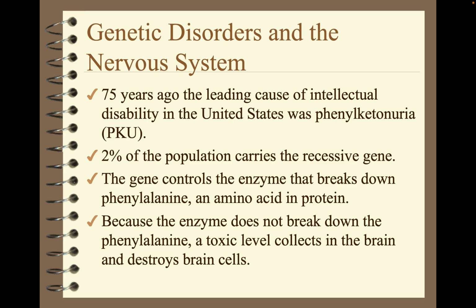75 years ago, the leading cause of intellectual disability in the United States was phenylketonuria. 2% of the population carries the recessive gene. The gene controls the enzyme that breaks down phenylalanine, an amino acid in protein. Because the enzyme does not break down the phenylalanine, a toxic level collects in the brain and destroys brain cells, and this is known as phenylketonuria.